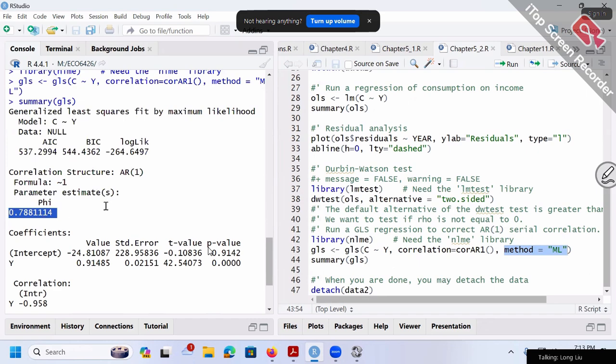Right here, we call it a rho. The computer called it a phi, but anyway, the same number. This number is our rho hat, 0.788, which is definitely non-zero, right?